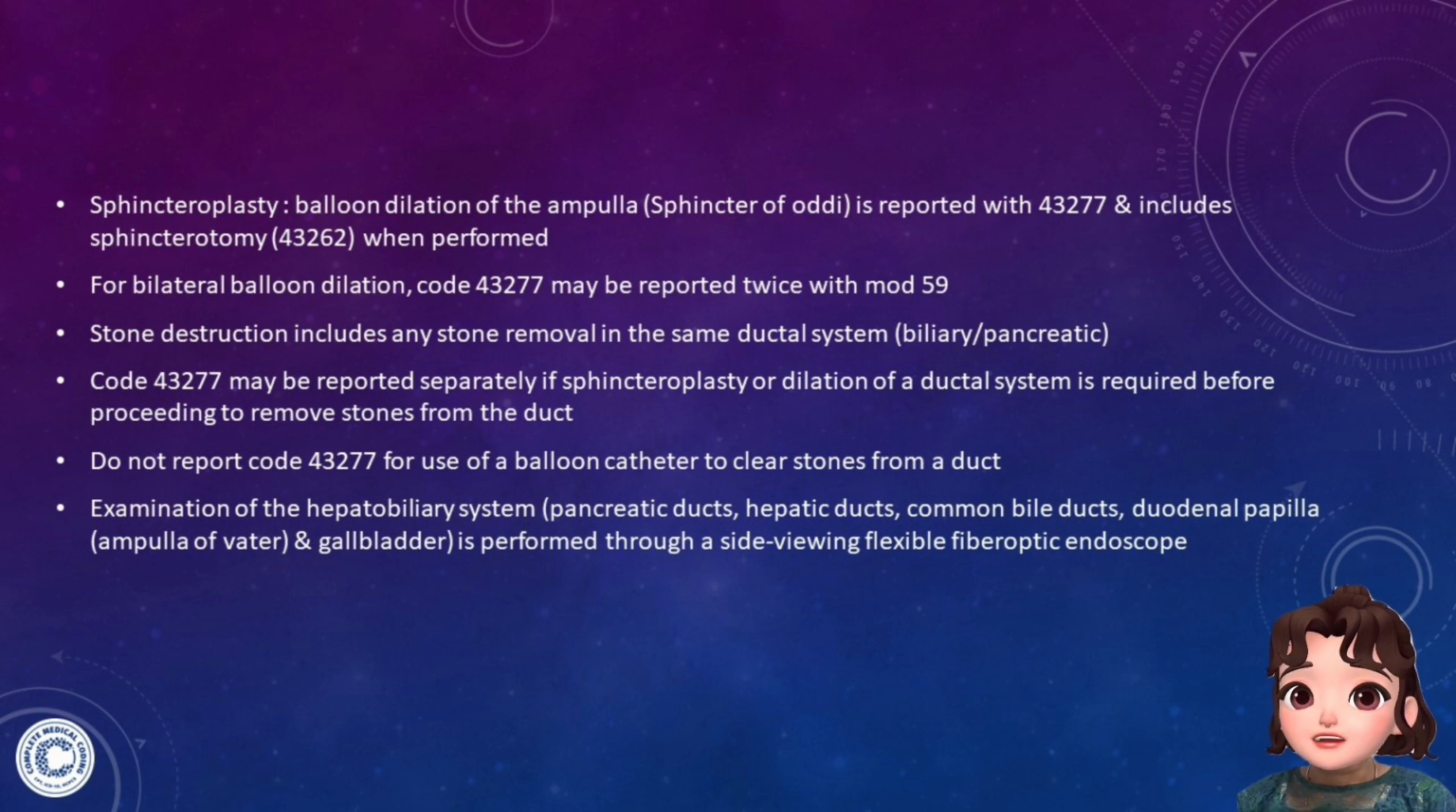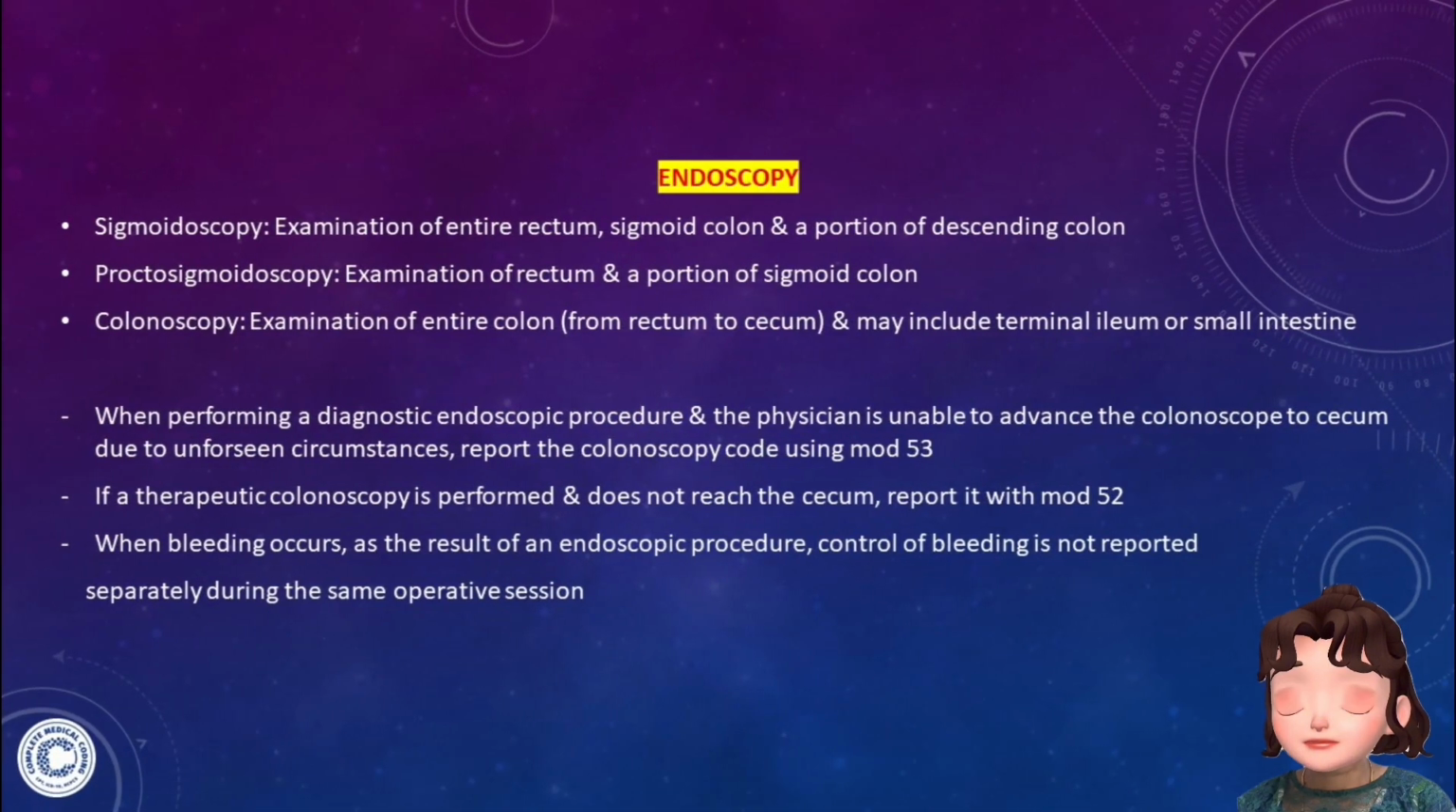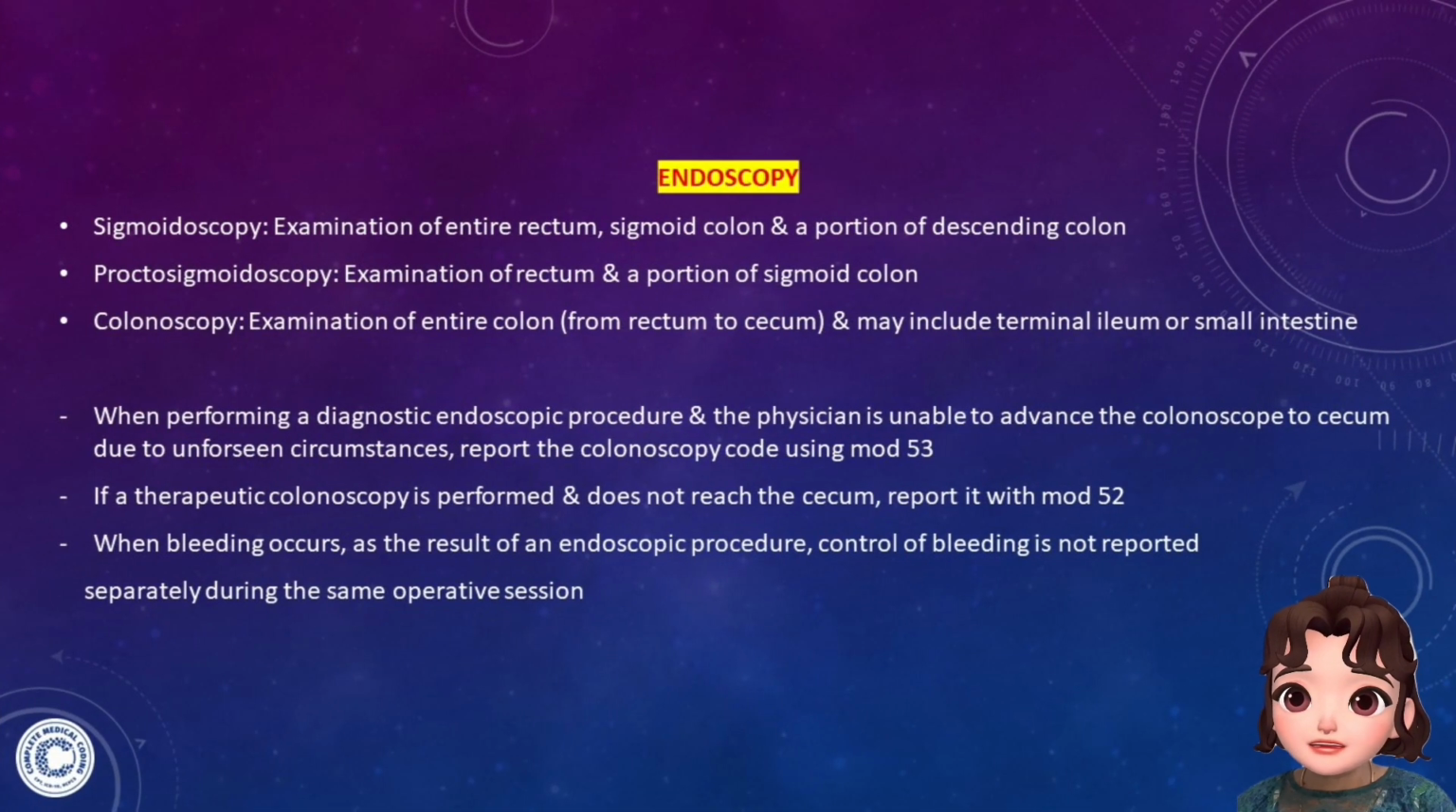So let's move on to endoscopy now. A few medical terminologies. What do you mean by sigmoidoscopy? Examination of the entire rectum, sigmoid colon, and a portion of the descending colon is called sigmoidoscopy. What is proctosigmoidoscopy? Examination of the rectum and a portion of the sigmoid colon. Colonoscopy is examination of the entire colon from rectum to cecum, and may include the terminal ileum or small intestine.